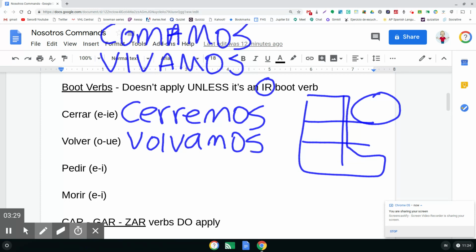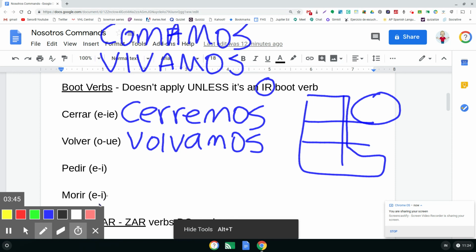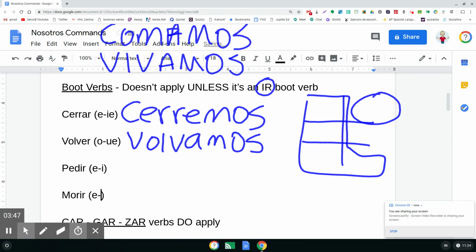Okay, the next two are both boot verbs, and they are also IR verbs. This can be hard to remember because you have to look at something that you've probably already learned, and that is the preterite and what change takes place in the preterite. Morir goes to a UE or a U.